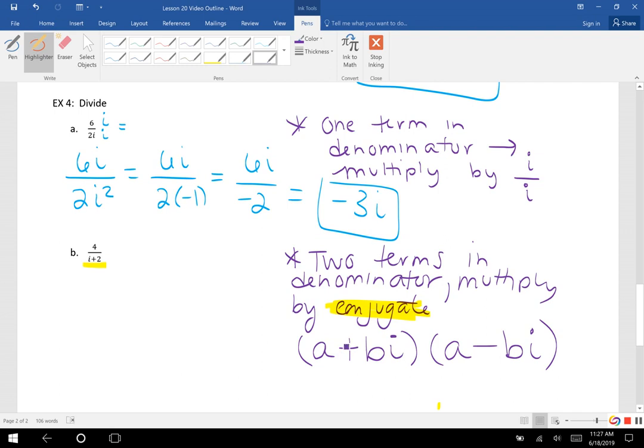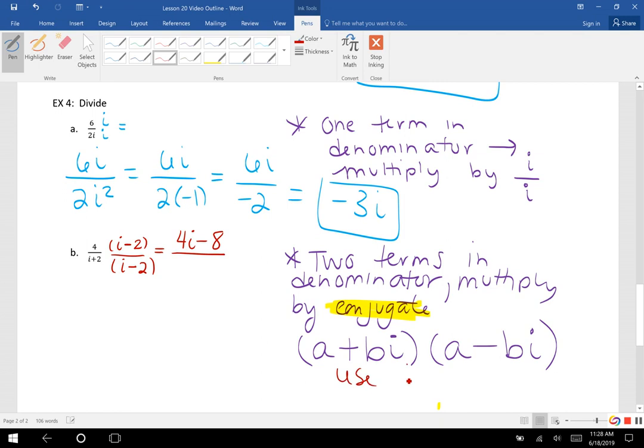So let me show you what I mean by that with this next example. My denominator is i plus 2, so I'm just going to change the sign in between them. And I'm going to multiply the top and bottom by i minus 2. So that would be my conjugate. Now in the numerator, I'm going to distribute, so I've got 4i minus 8, and then I could use FOIL or my difference of squares formula to multiply. And in fact, anytime you multiply by the conjugate, you can always use that difference of squares to multiply.